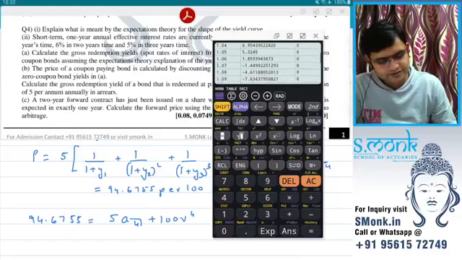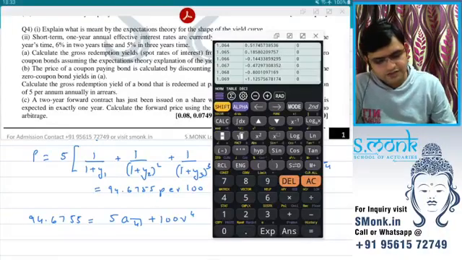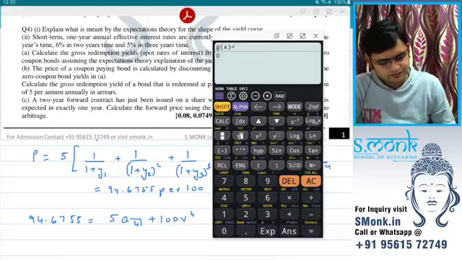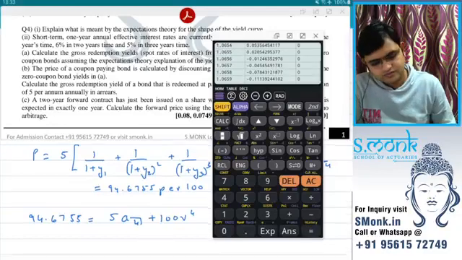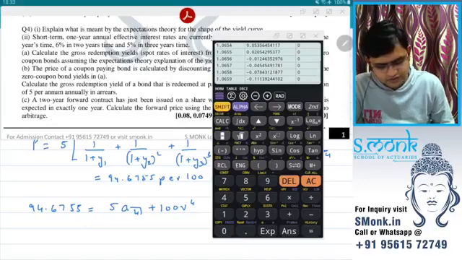So values between 6% and 7%. 6.566. So the nearer value seems to be 6.56. So the gross redemption yield is 6.56%.